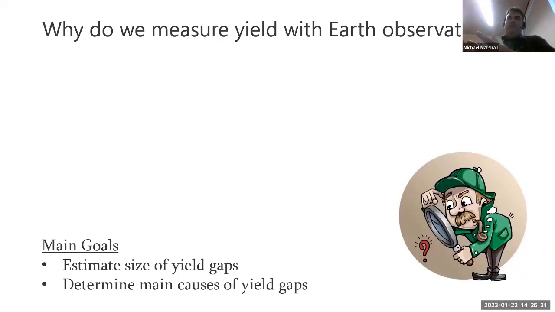The world isn't perfect, so there are things that happen. And so the attainable yield is actually something less than the potential yield, and that creates a gap. And so then not only estimating these gaps, but determining why these gaps are happening. This is why we use Earth observation to estimate crop yield. Those are the main two reasons.